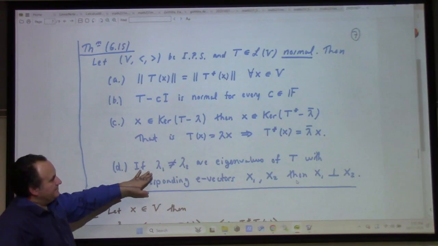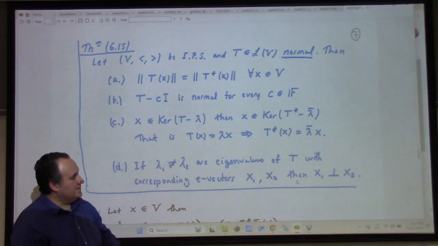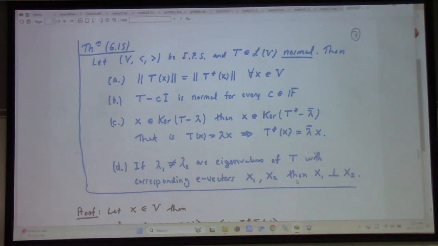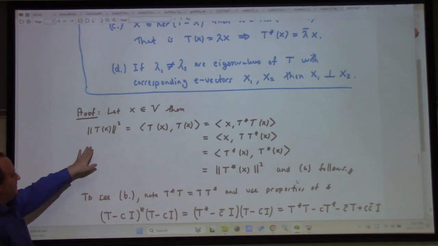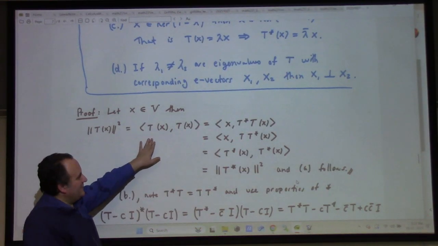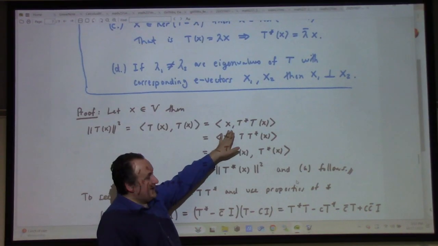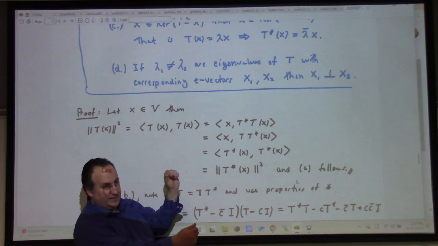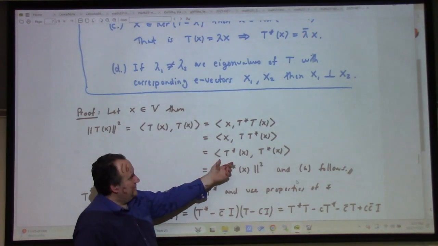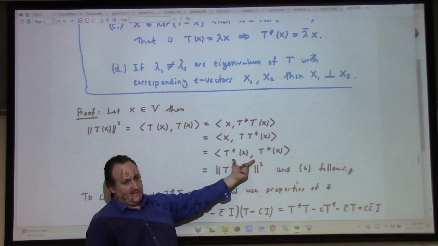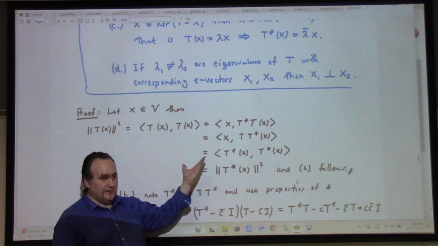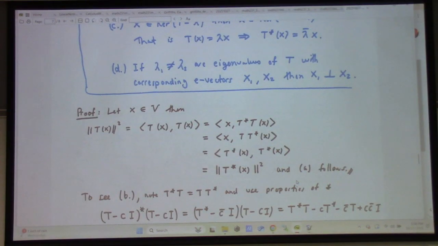And then finally, if lambda 1 is not equal to lambda 2, then the corresponding eigenvectors x1 and x2 are in fact perpendicular. Now, the proof that the length is preserved is pretty simple, the usual thing. Length squared is the inner product of the vector with itself. Use the property defining the adjoint. Commute T and T star, and then move T back over there. Recognize that you're looking at the length squared of T star x, and you're done. So that's not bad.